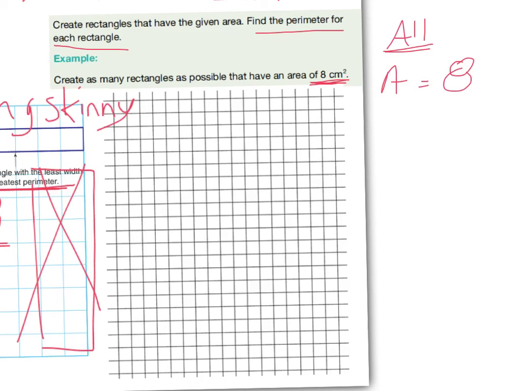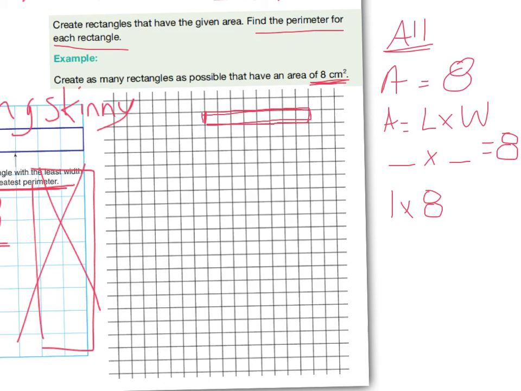All right, so area we know is length times width. So we need an area of 8, which means we need something times something that's going to equal 8. Well, 1 times something definitely equals 8, because 1 times something always equals that answer. So 1 times 8 we could have. That's a long, skinny one. So 1 by 1, 2, 3, 4, 5, 6, 7, 8. There's our rectangle. Sorry, it disappeared for a second.